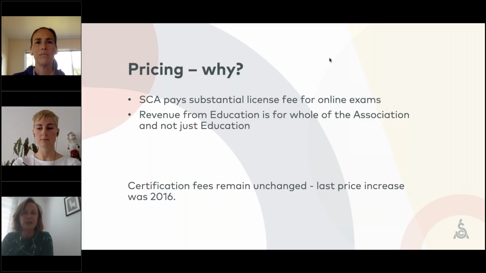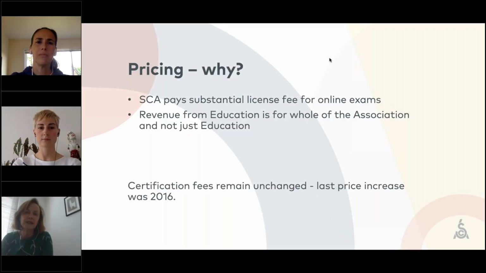Some of it comes to education, but we are also part of the wider SCA. We have research, we have sustainability, and all of this work feeds into education. We benefit from that work that's taking place. So yes, we are generating a lot of revenue within education, but that revenue is for the whole association.